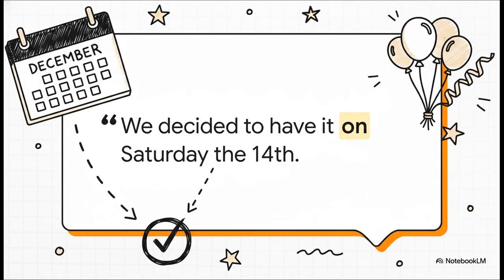So, back to our party, we started out in December. Now we've looked at the calendar and picked a day. So the next thing we say is, okay, we decided to have it on Saturday the 14th. You see that progression? We move from the big box of the month to one specific spot on the calendar. That's what on does for us.